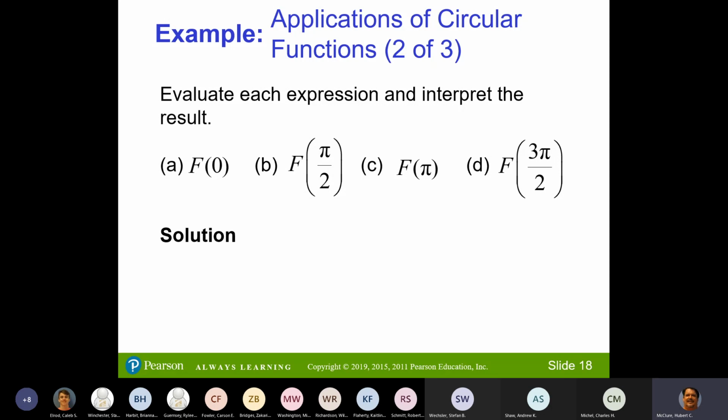or of course pi over 2 is 90 degrees, or f of pi, which is 180 degrees, or f of 3 pi over 2, which is 270 degrees. Or is that 3 pi over 4? I can't remember, I always get them mixed up. Yeah, 3 pi over 2 is 270. Okay, and plug and chug.